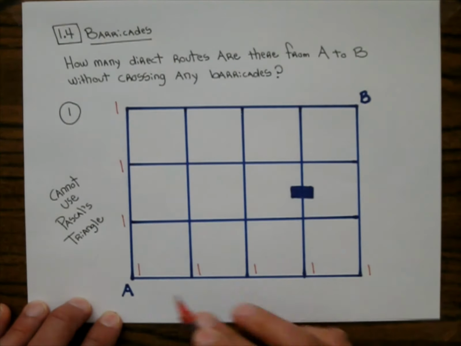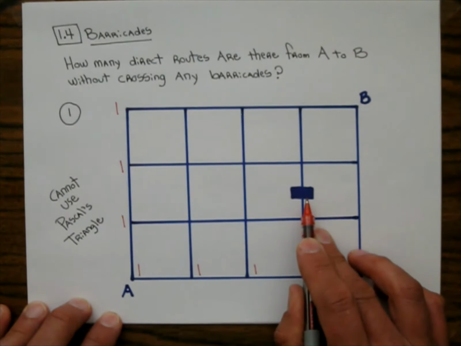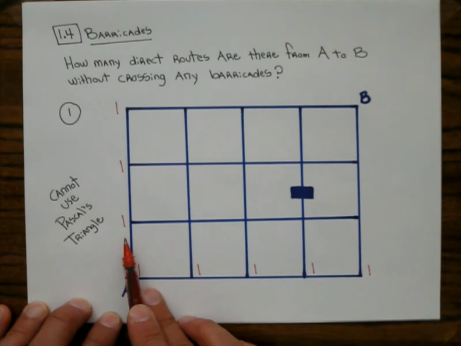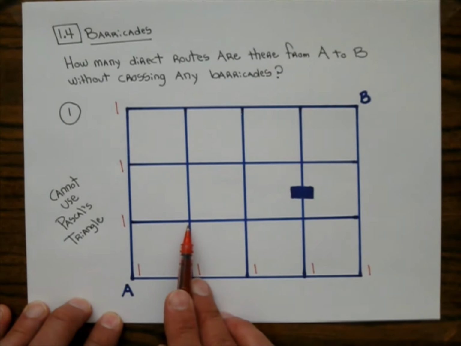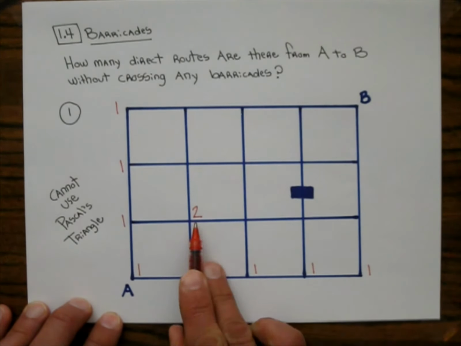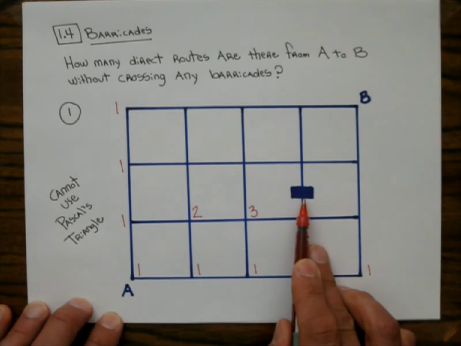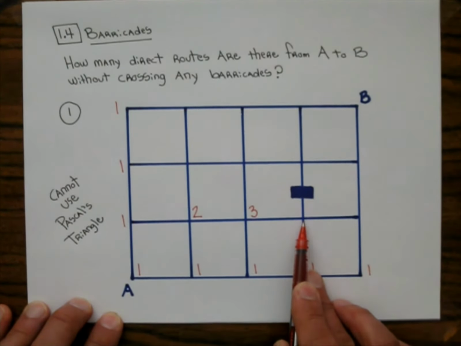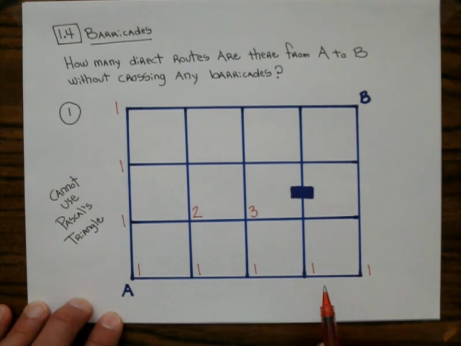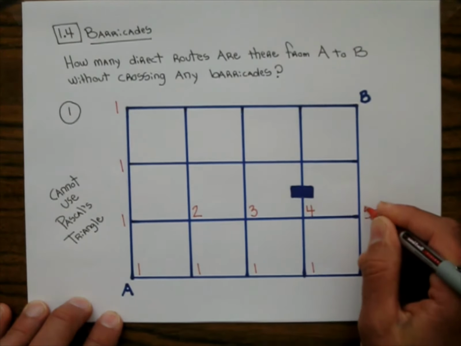So it almost looks like it is Pascal's triangle, and it would be if this wasn't here, but this is going to mess up the Pascal's triangle. So let's continue with labeling the intersections. Remember what you do for this one, you add the two numbers immediately to the left and immediately below. So 1 plus 1 is 2. And 2 plus 1 is 3. Now, there's a barricade there, but that does not affect this intersection at this point. So I'm going to go 3 plus 1 is 4. 4 plus 1 is 5.